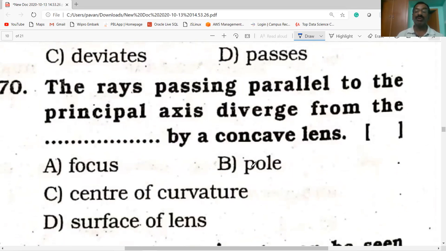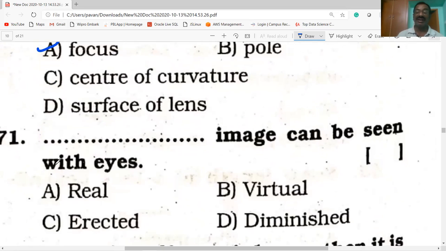Next one, the rays passing parallel to the principal axis diverge from the dash by the concave lens. So rays passing parallel to the principal axis diverge from the dash by a concave lens. Yeah, very good. By a focus. Next lens. Dash image can be seen with eyes. Dash image can be seen with eyes. Tell me what is the answer. So virtual image can be seen with eyes which cannot be caught on the screen.